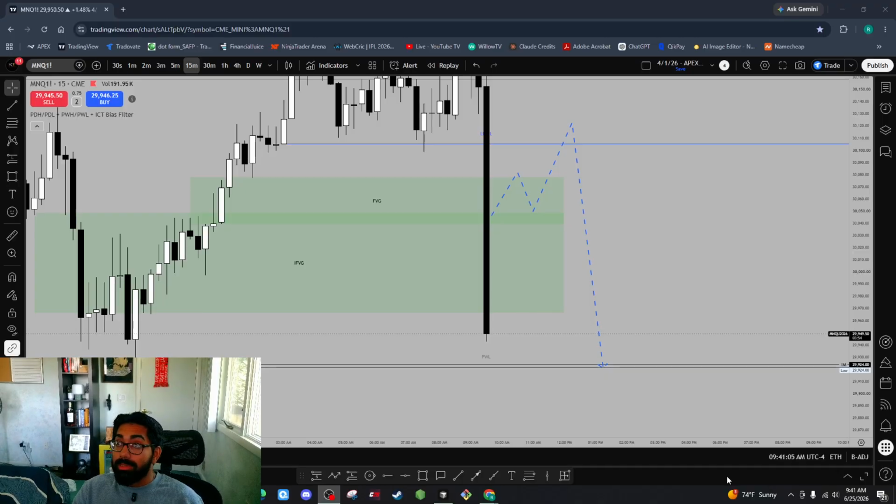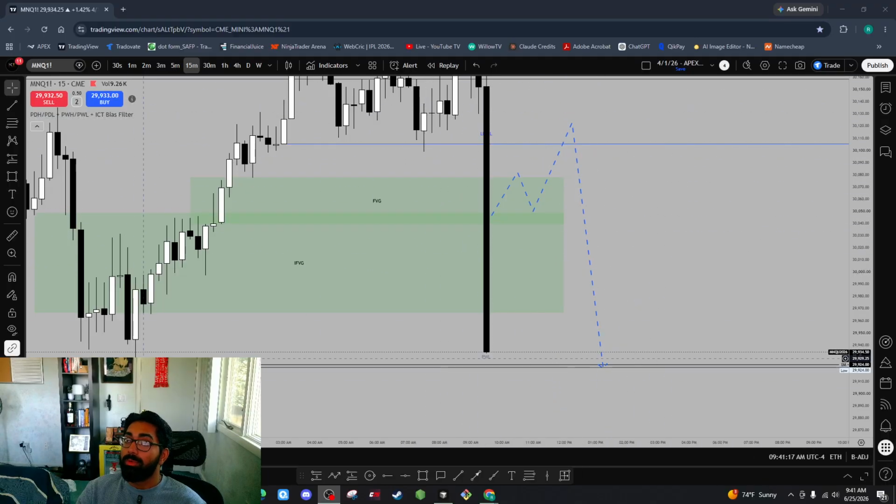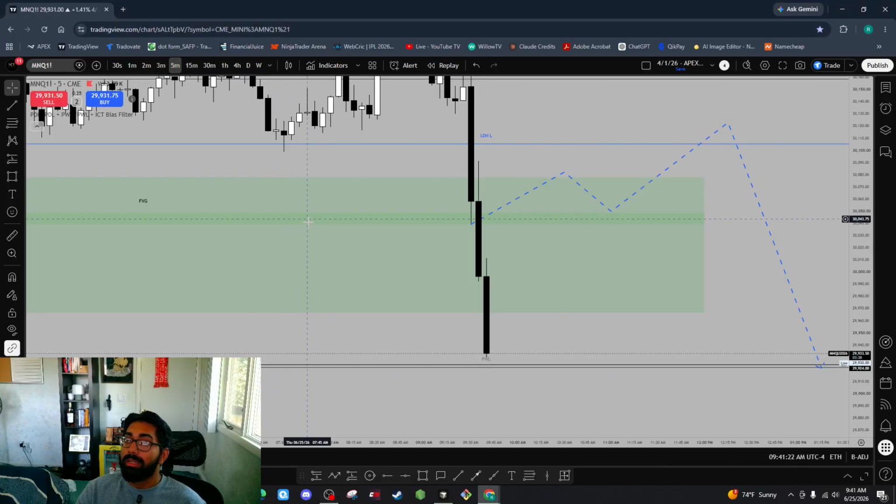So, I mean, we're dumping pretty hard. I said that the 15-minute might close somewhere around here and then we'll retrace back up. You know, there'd be an opportunity for shorts and then we'll take out this previous week low and intermediate low, but I guess I'm wrong.